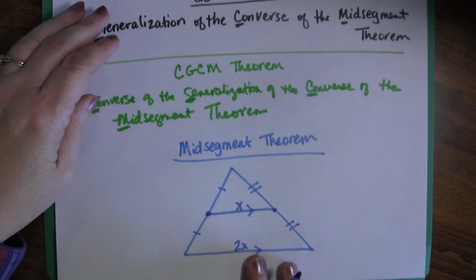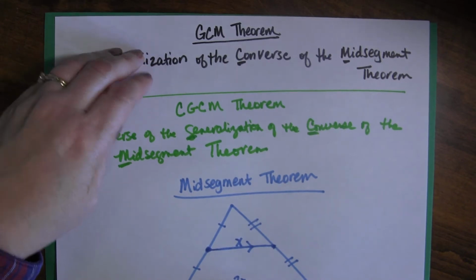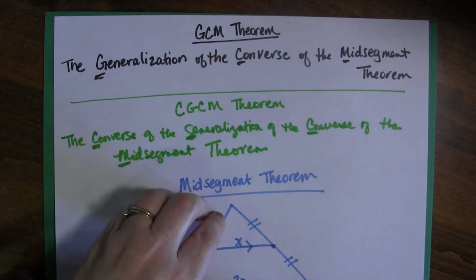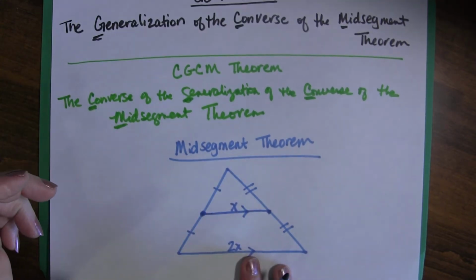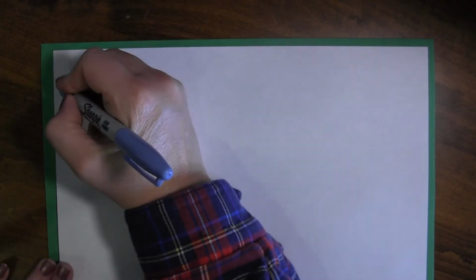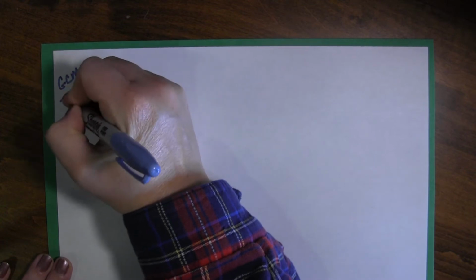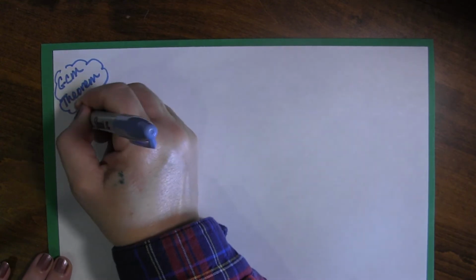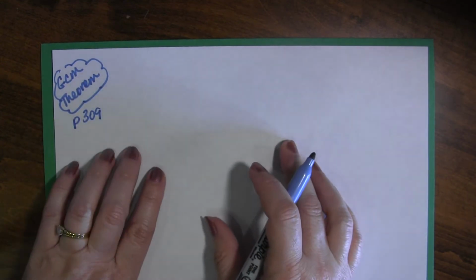So all we're doing with this GCM theorem and the CGCM theorem is we're taking this idea and just expanding it a little bit more. And I'm not even going to make you do the proofs to know that this is correct. I just want to have you put it in your notes, and then we're going to learn how to work with it. So let's put in our notes the GCM theorem, and that can be found on page 309. And this is what it says.